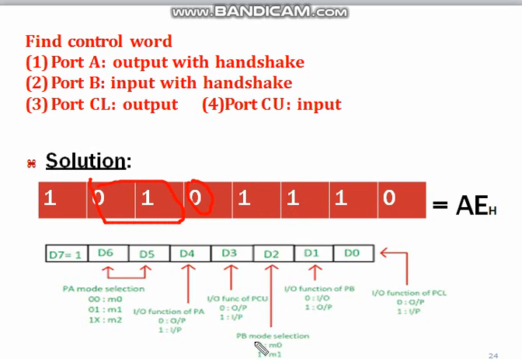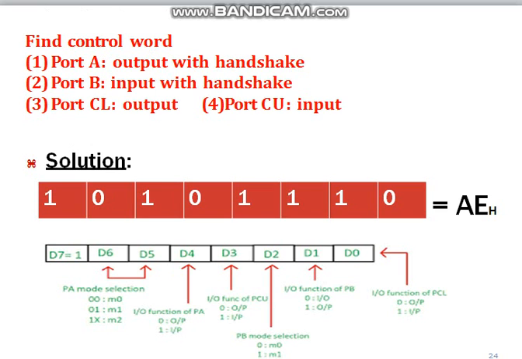D2 is your mode operation for port B. Mode 0 means it is 0. Mode 1 means it is 1. Since it is mode 1, 1 will be set here. Then D1 is for port B. Port B is taken to be input, so 1 will be set over here. Then finally your port C lower. Port C lower is taken to be your output, so this will be put to 0. So finally, 1010 is A and 1110 is E. So this is my control word for this operation. When I put this control word, this operation will be taken into account.